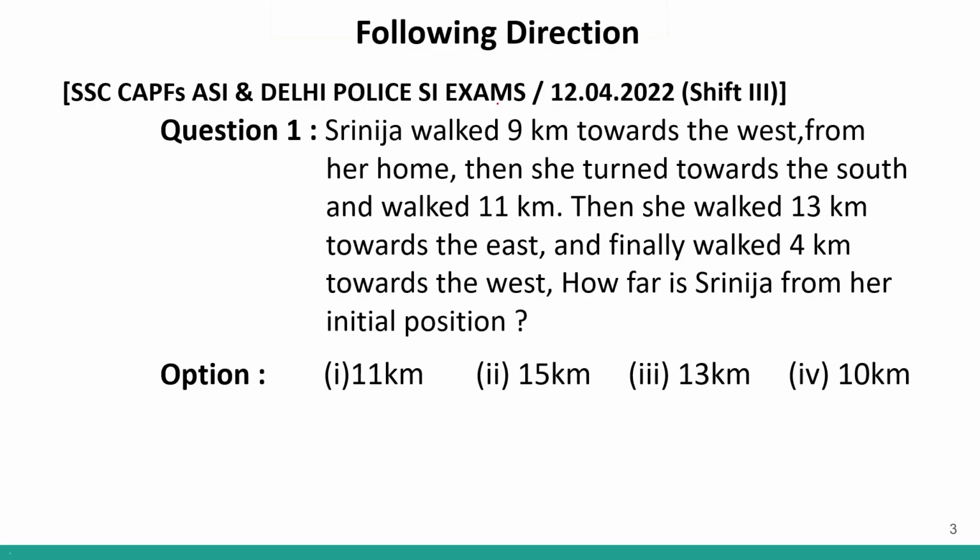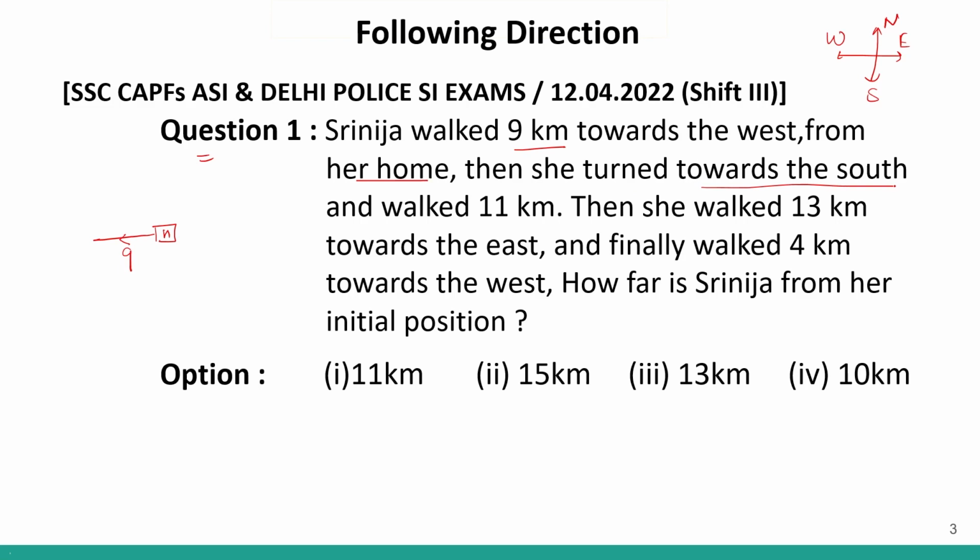So let us start. This is question number 1. The exam and the shift in which this question came is given for your reference. Now, Srinija walked 9 kilometers towards the west. So again, if you remember the directions, west would be in this direction from her home. So let's say this is the home and she walks towards the west direction, 9 kilometers.